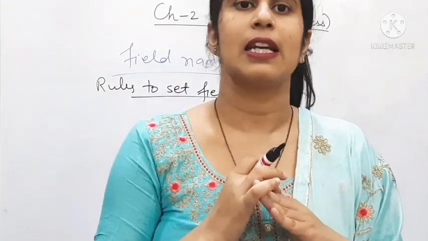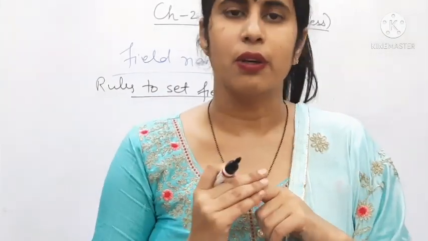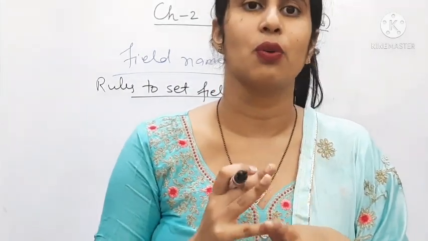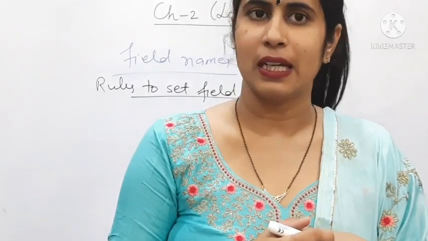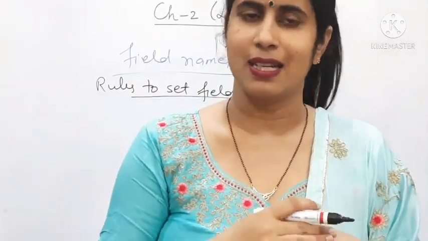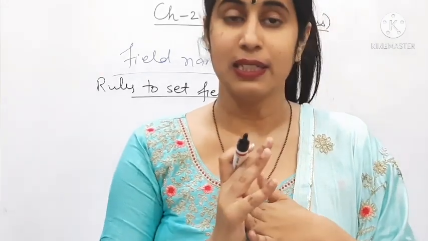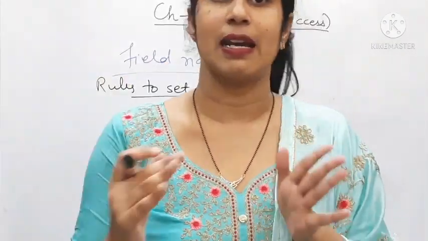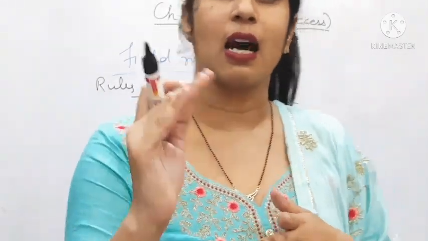What is the next one? The next one is that it doesn't include underscore. It doesn't include exclamation mark, dot, that is known as period, and the square brackets. These it doesn't include. And what is the sixth one? The sixth one is that we can easily set the properties of the field also. Okay. So these are the 6 rules to set the field name.